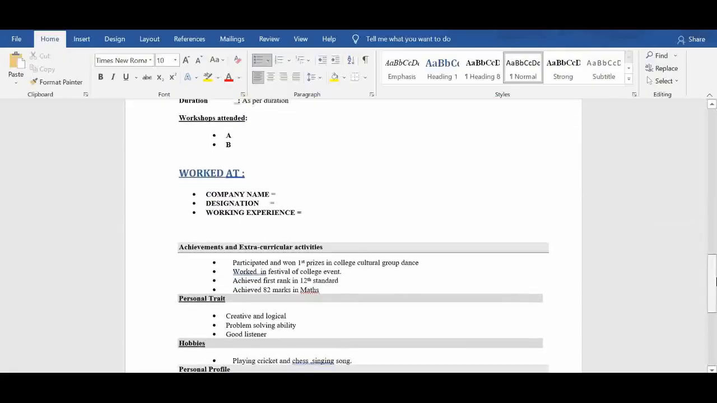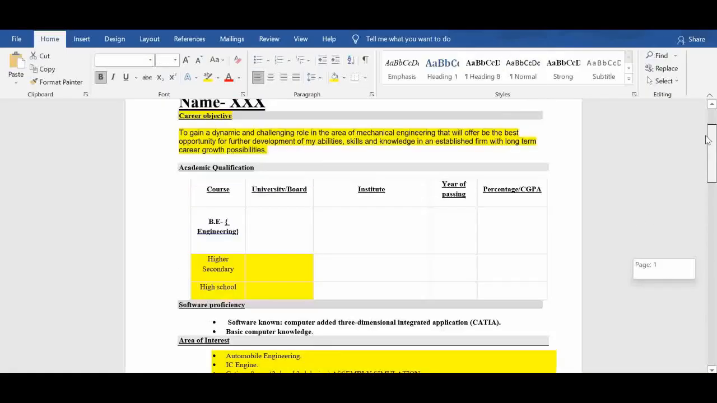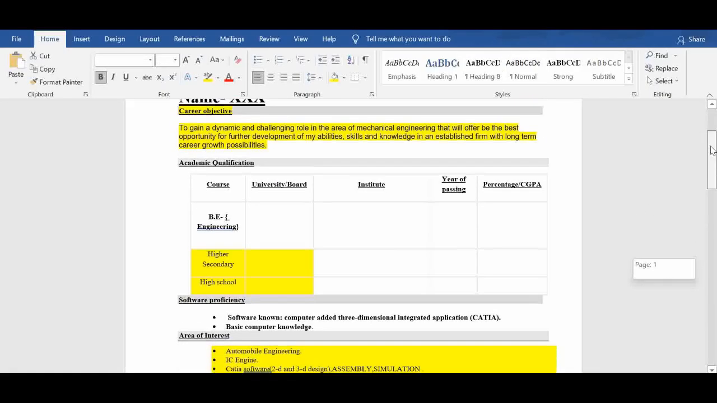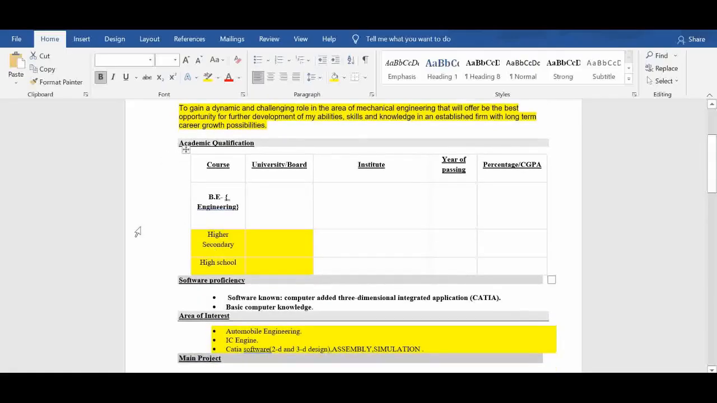Now coming here, from the point of view of a working professional, this is the most important section. This needs to come here at the top. If you are a working professional, after academic qualification, you need to start writing your experience. You cannot keep software proficiency, area of interest, or anything at the top. In the first half, you need to capture the interest and attention of the recruiter.